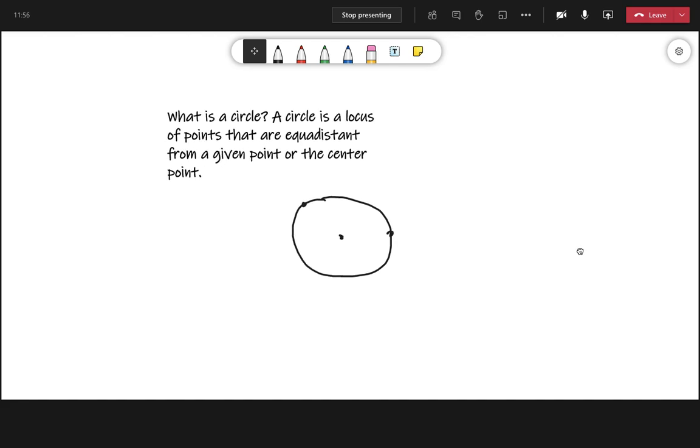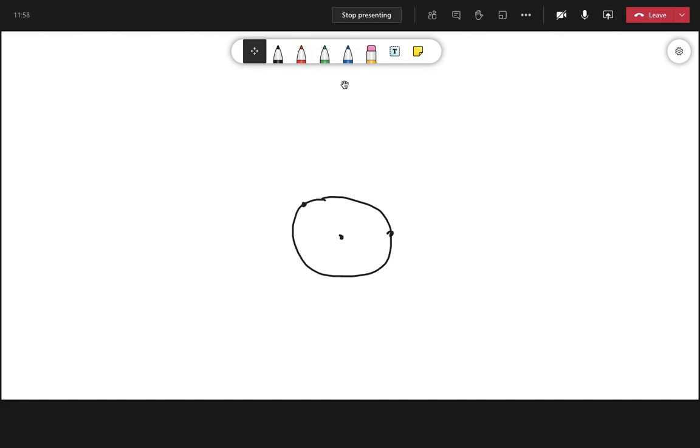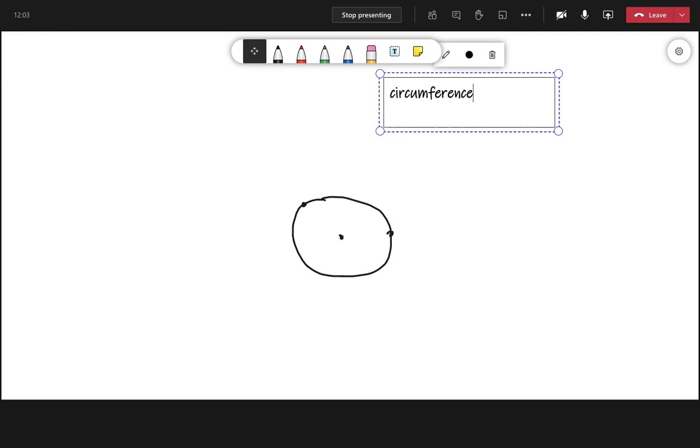Okay? So let's look at circumference. The circumference of a circle is the distance around the circle. The distance around the circle. So let's focus on what that means. Well, there is a specific formula that we're going to use in order to find the circumference. Now, it all depends on which information you're using. There's going to be 2 formulas.